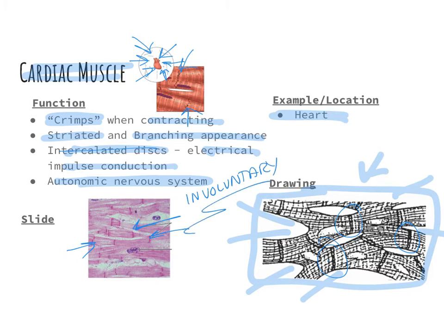which is a really good thing. You don't want to have to think about contracting your cardiac muscle, right? You want it to just do it on its own. So it's those intercalated discs that will cause the contraction of your cardiac muscle. Again, involuntary, we don't have to think about it.